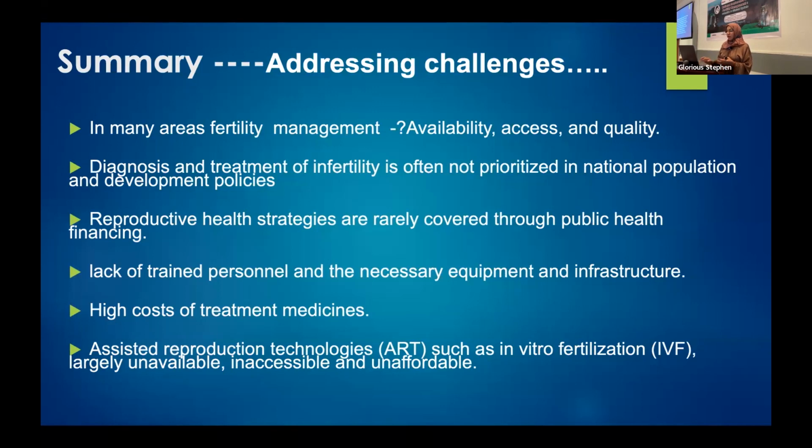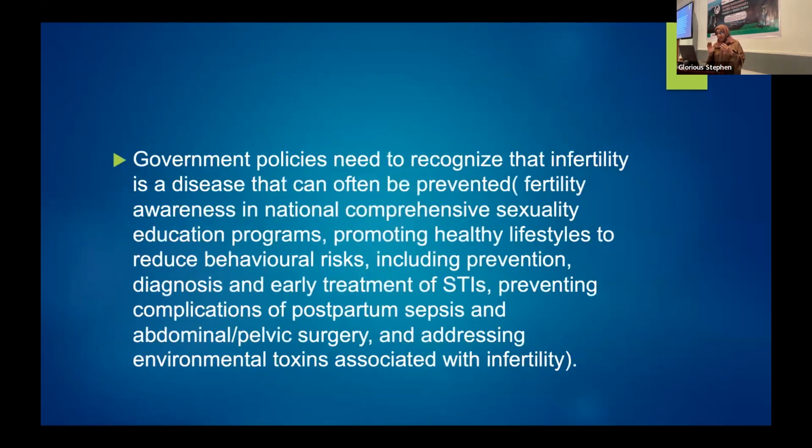We have to have governmental policies which recognize that infertility is a disease which can be prevented. And how can we prevent that? We have to have fertility awareness. We have to have sexuality education programs, promoting a healthy lifestyle, reducing behavioral risk, including prevention, diagnosis, and early treatment of STDs, and preventing complications of postpartum sepsis and abdominal surgery, which end up with complications like adhesions and tubal factors. And we have to address environmental toxins which are associated with infertility.